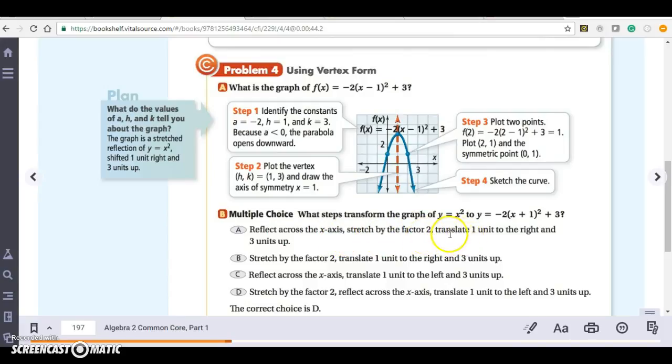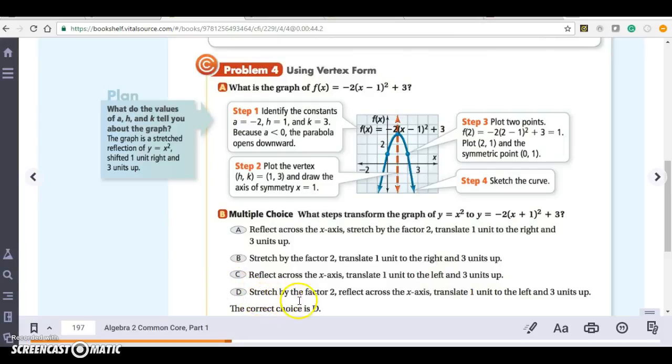So we know that, and then it says translated 1 unit to the right. Well, this one is not to the right. Remember, it goes in the opposite direction. So this is actually translated to the left. So we can go ahead and stop looking at that one. So this one is stretched by a factor of 2. Translate 1 unit to the right. We know it's not that one. Reflect across the x-axis. Translate 1 unit to the left. Yes. 3 units up. Yes. But they don't have the flip. So it's not this one.